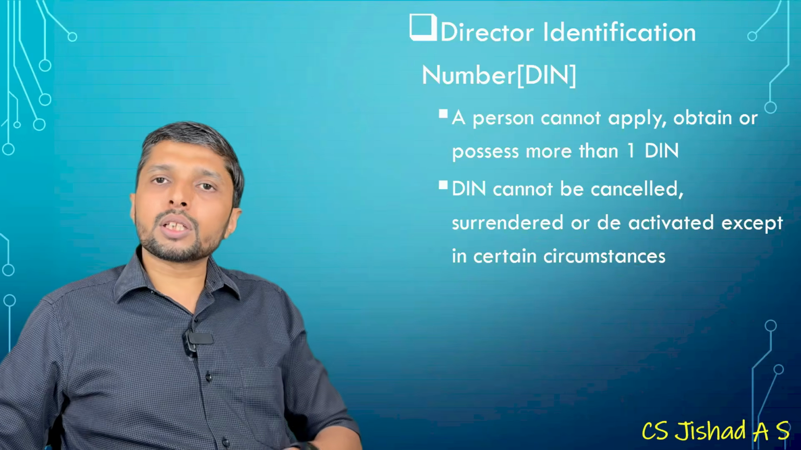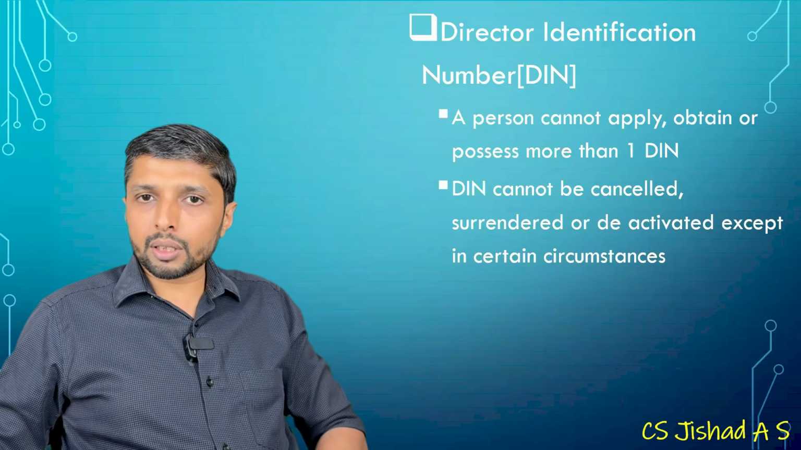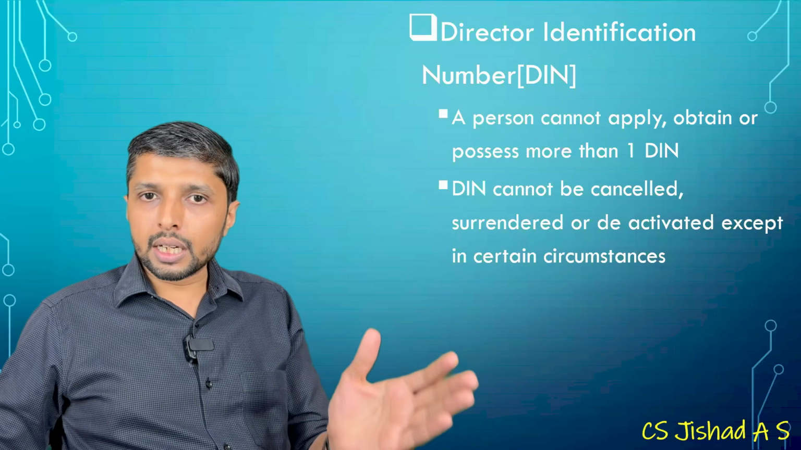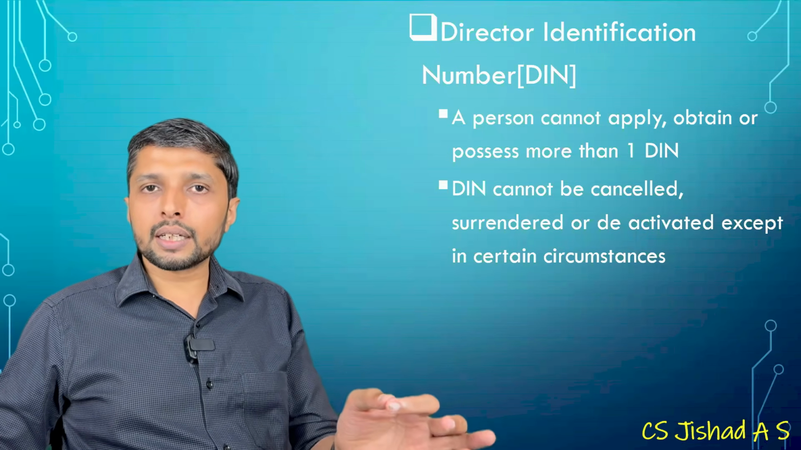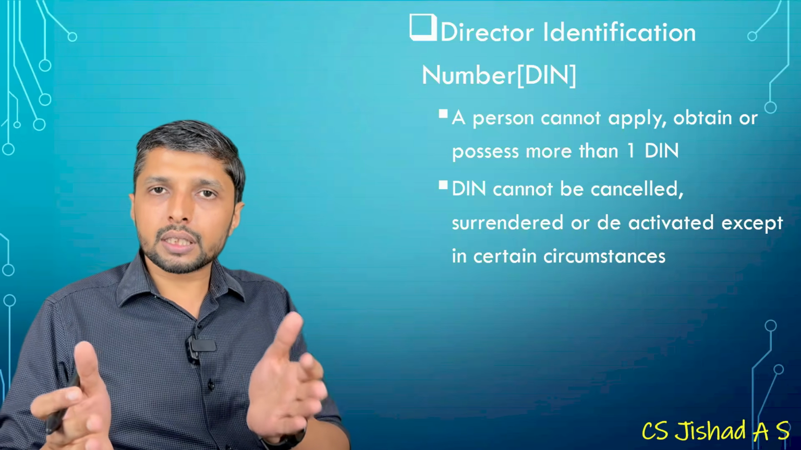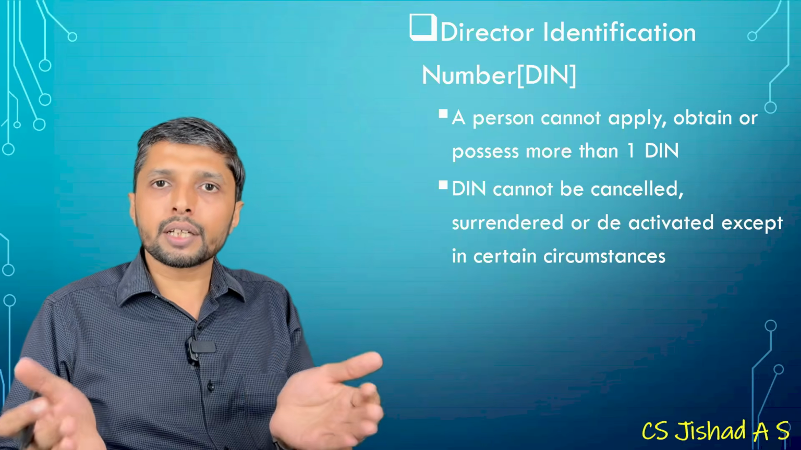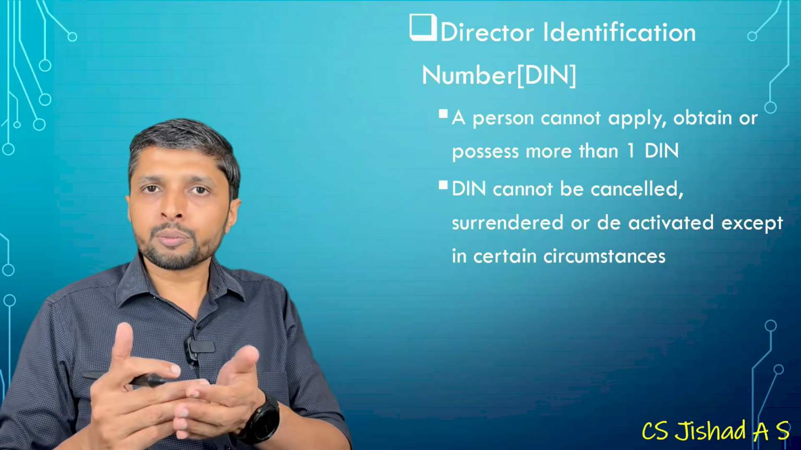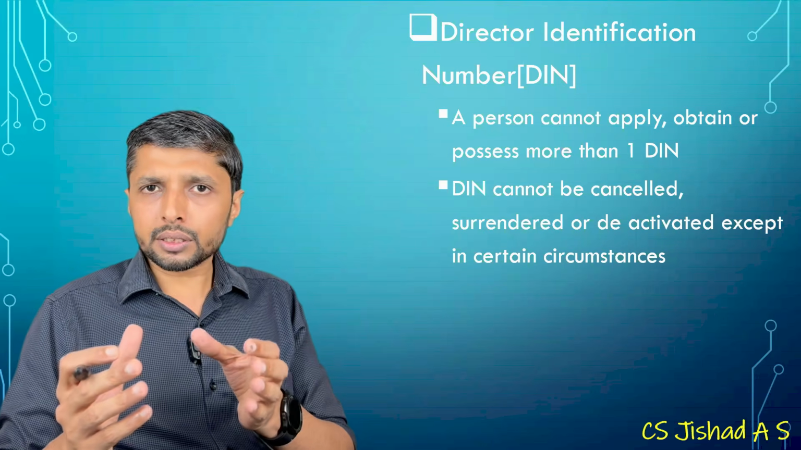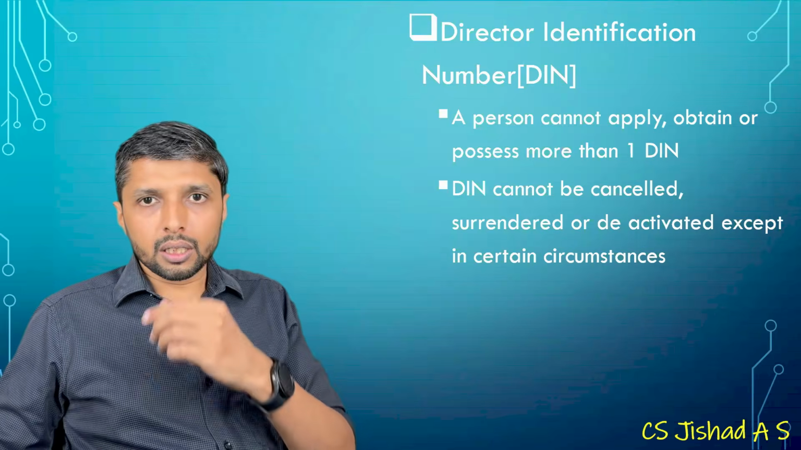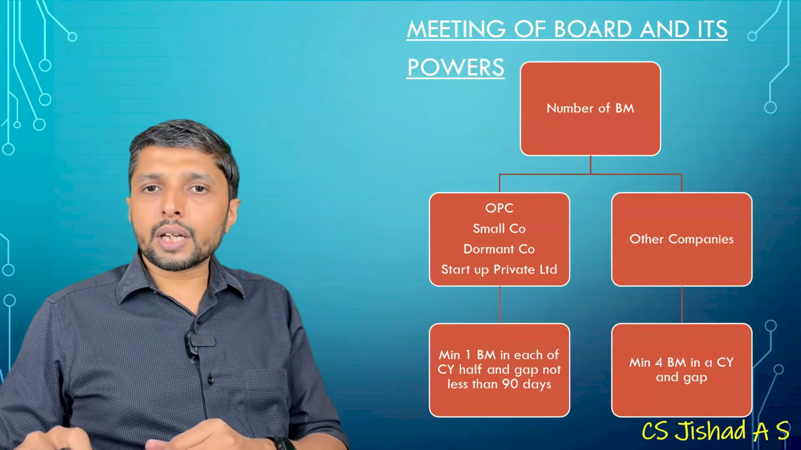Then we have the provisions related to director identification number. A person cannot apply for, obtain or possess more than 1 DIN. DIN cannot be cancelled, surrendered or deactivated except in certain circumstances. Just like if it is duplicated, it will be merged. If it is obtained in a wrongful manner or by fraudulent means, it will be cancelled; also in case of death, insolvency, unsound mind, etc.